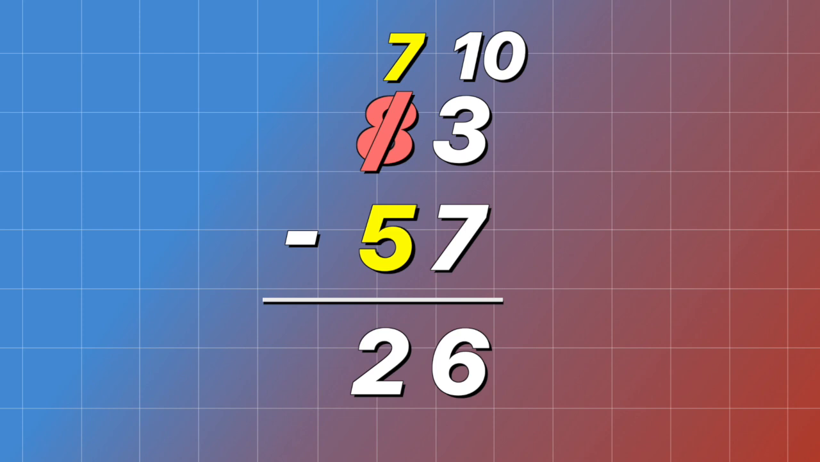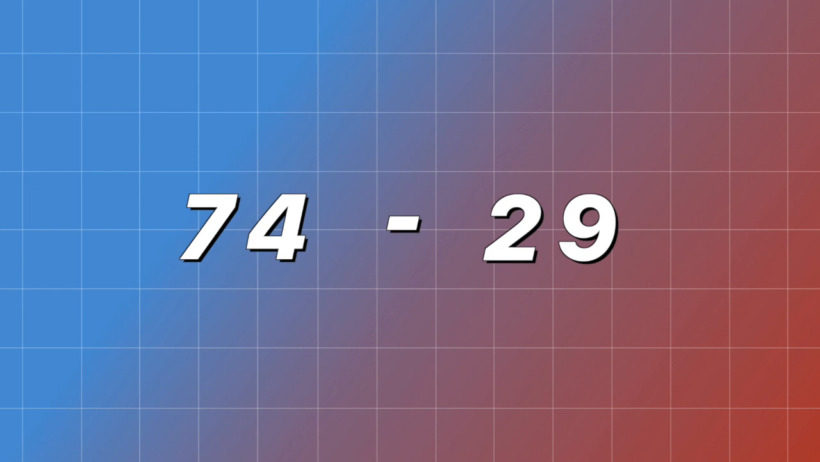And there we have it, we have our first result. 83 minus 57 equals 26. Let's move on to the second example, 74 minus 29.